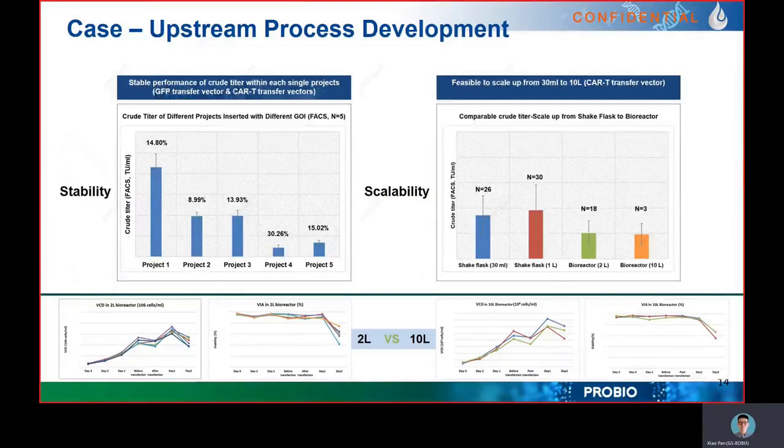As a result, the upstream process development should demonstrate good stability as well as scalability. Stability is characterized by very narrow bars of CV for different projects with different batch numbers. And the scalability demonstrated here, ranging from shake flask to 10-liter bioreactors, showed satisfactory crude titer across different scales.